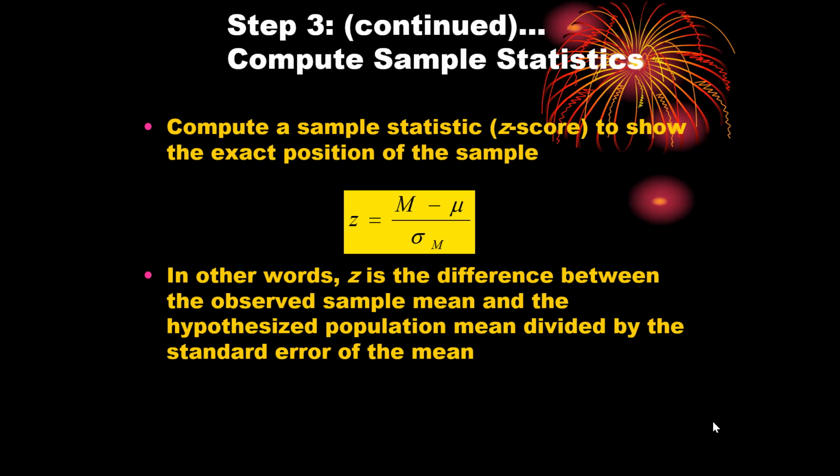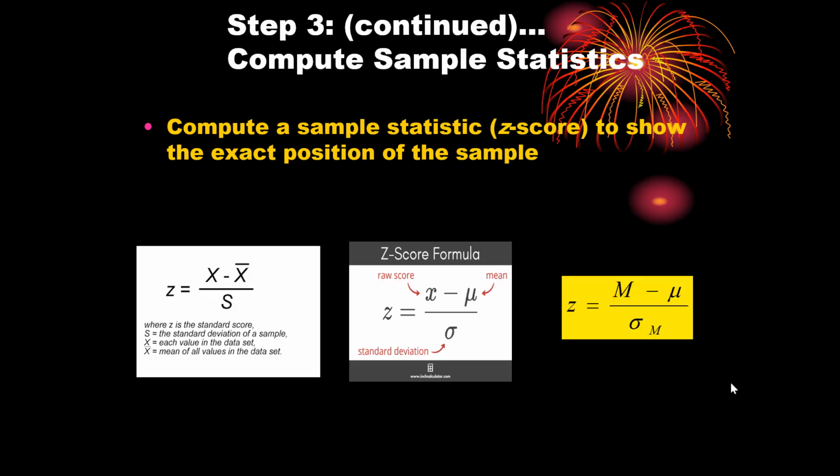The second part of the third step is to compute the sample statistic. This is done using the data that is derived in the study. In this case, we're talking about a z-score. Computing the sample statistic, in this particular case a z-score, will show the exact position of the sample as it relates to our population. In other words, z is the difference between the observed sample mean and the hypothesized population mean divided by the standard error of the mean.